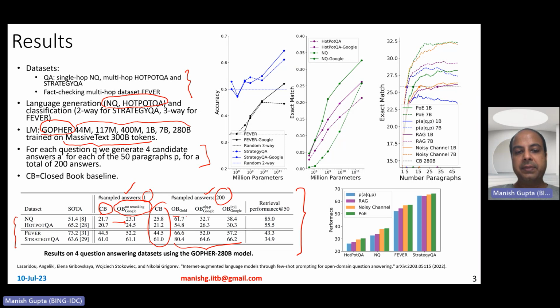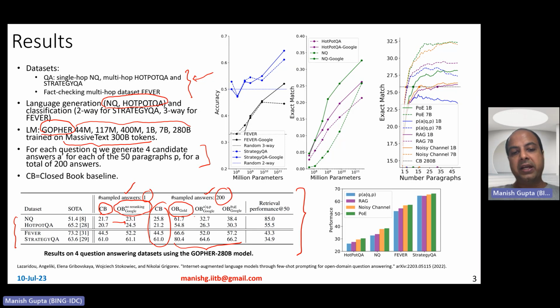Now, OB Gold is the baseline where you use the actual golden evidence paragraph, which is supplied in all of these 4 data sets. So you use the golden evidence paragraph rather than depending on the paragraph retrieved by doing a Google search.